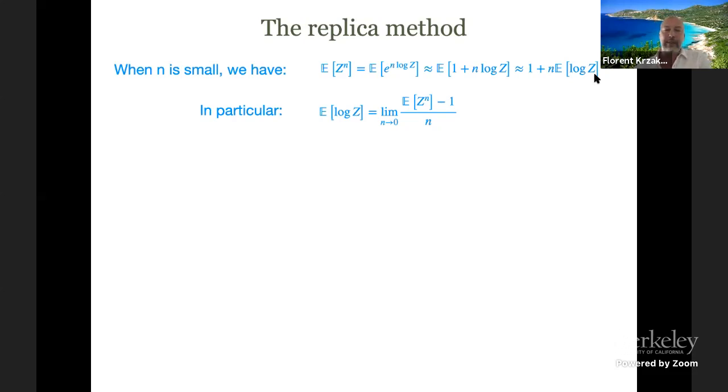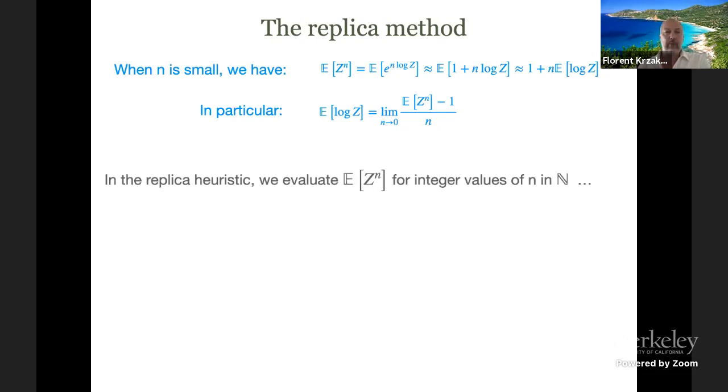Right? So of course, if we send n to 0, the expectation of the log is given by the limit of the expectation of z to the n minus 1, over n. This is easy, and it's actually not completely crazy to write this. It's perfectly fine, even though you may worry about permutation of limits, but it doesn't sound completely insane. But this is not where the problem is.